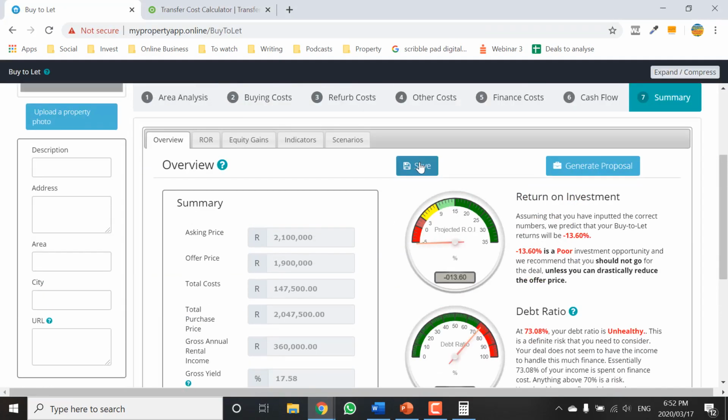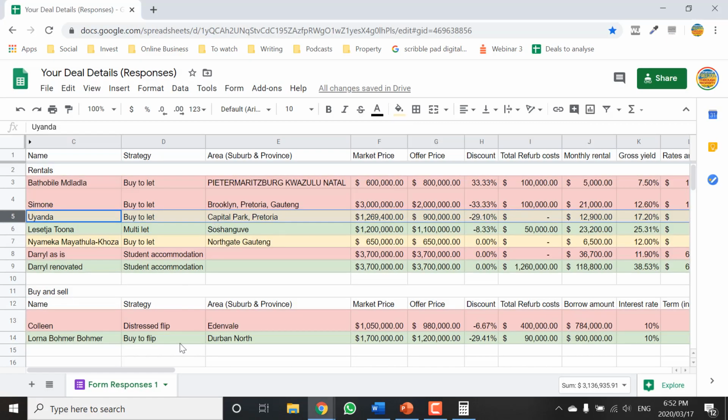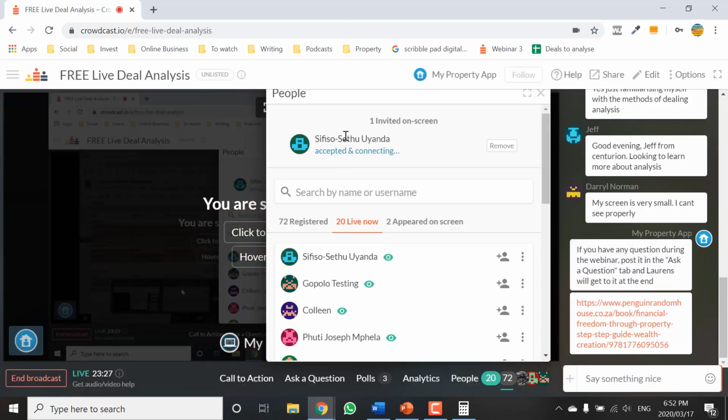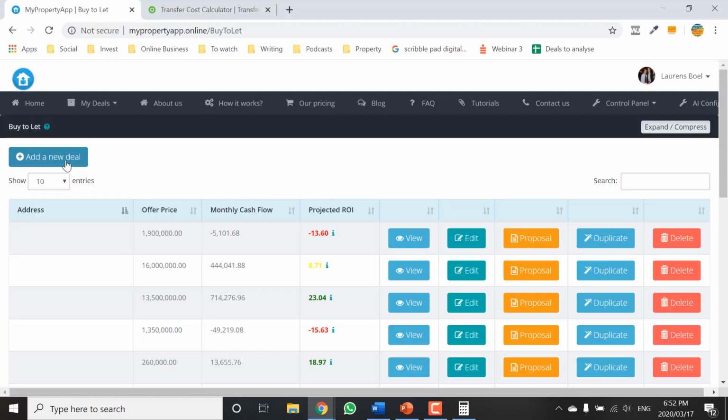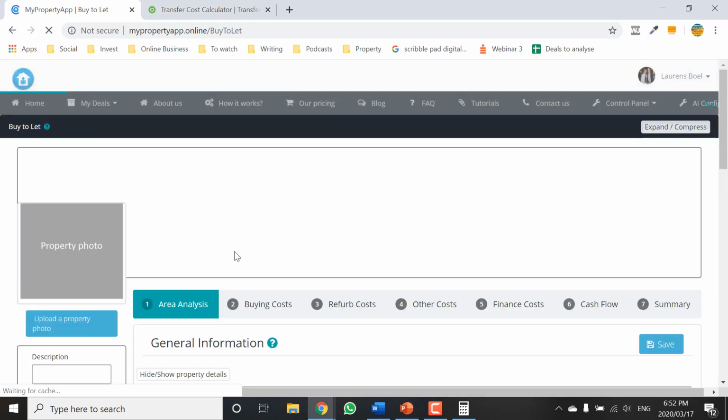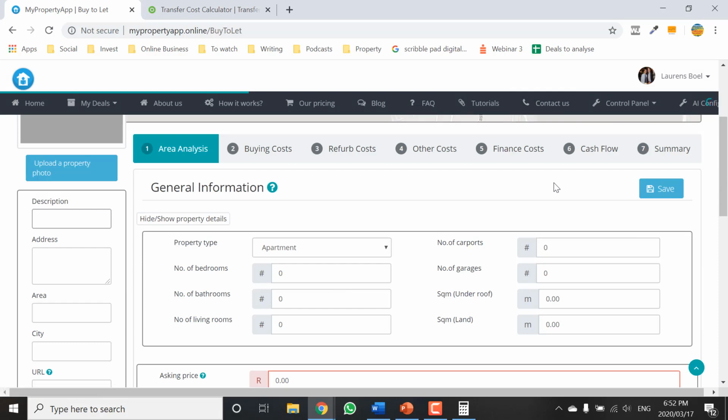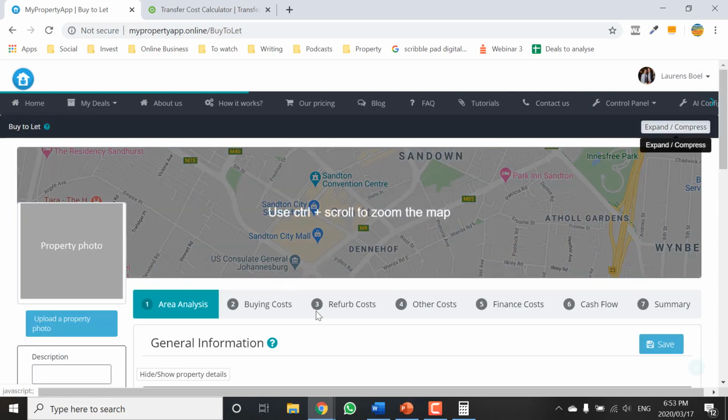So we are going to save this deal and add a new deal. Uyanda, are you there, brother? Okay, it says accepted and connecting, so let's give him a few seconds. I'm going to go here to add a new deal. Just a reminder, if you've got any questions, pop them into the chat bar, and at the end of the session, I will happily review all of those and answer them.